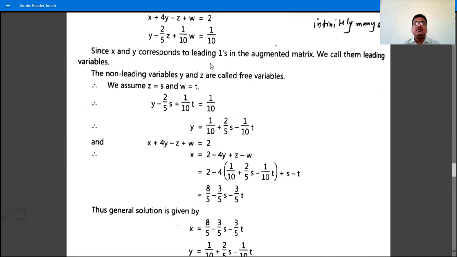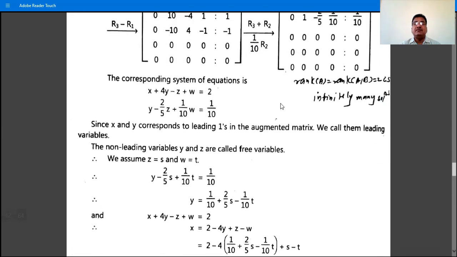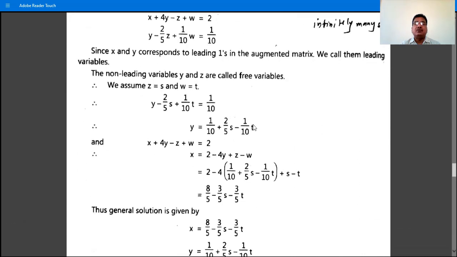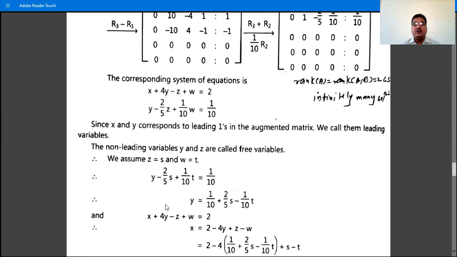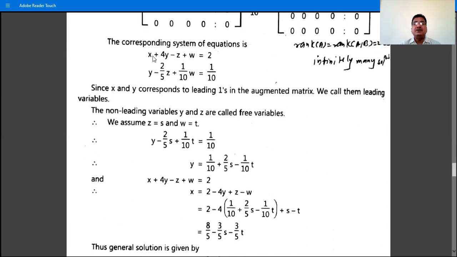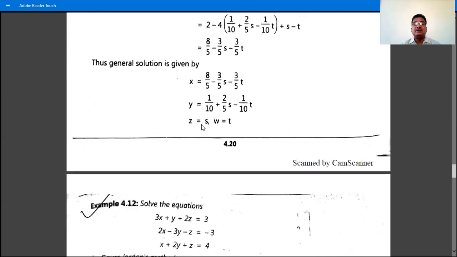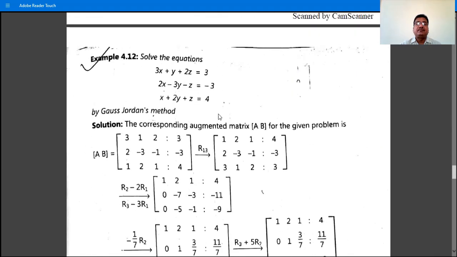So assign two unknowns. We have two equations and four unknowns. So number of variables are four. So assign two. Suppose Z is S and W is T. Then from this last equation we have Y as this, and from the first equation we have X as this. So X, Y, Z, W is the solution of the system.